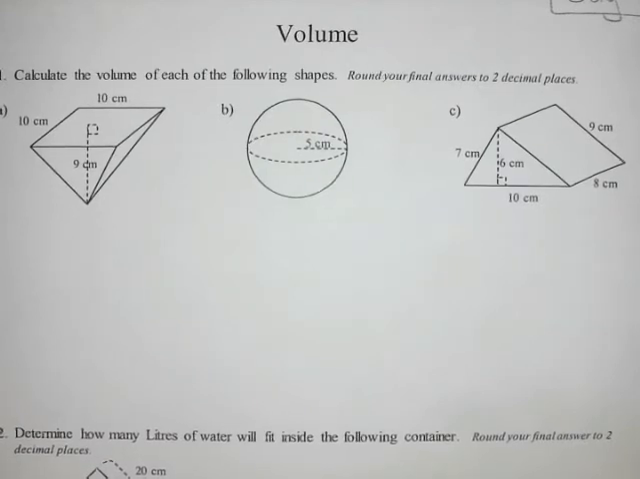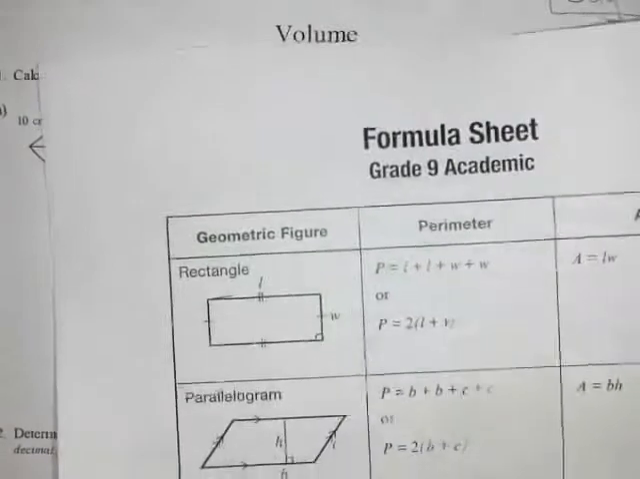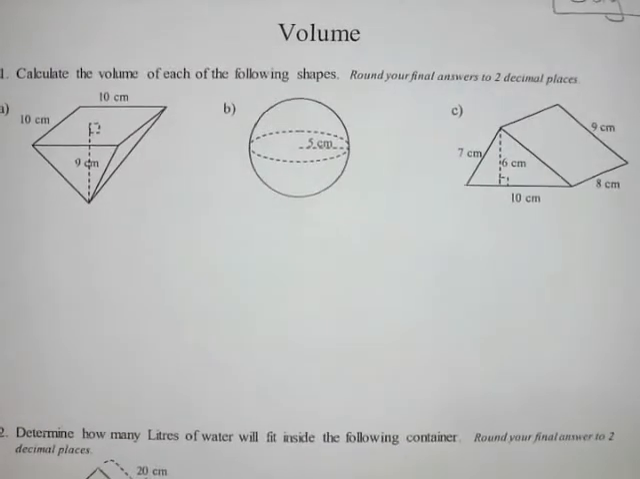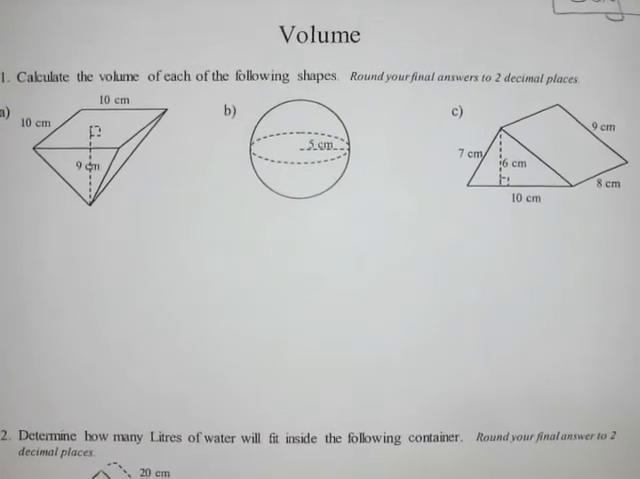Volume, parts 1, A, B, and C. Before you start this question, you need to make sure that you have your formula sheet, which was at the front of your package. So volume is the amount of space inside of a three-dimensional shape.